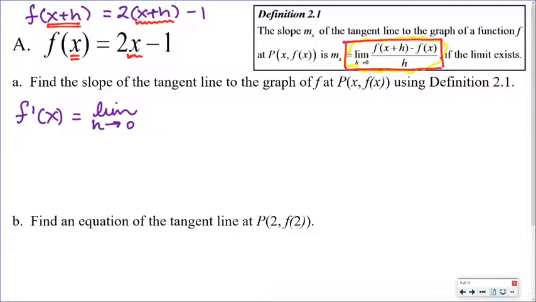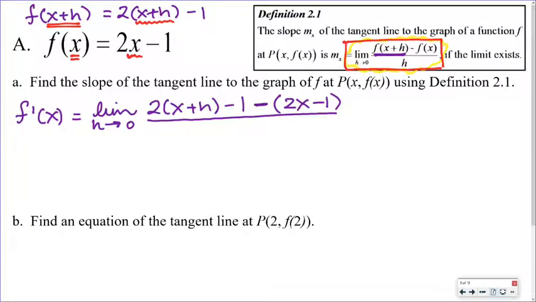So in the numerator, I have f of x plus h, 2x plus h minus 1. That is just this, f of x plus h. Then minus, and you want to be careful here, it's minus f of x, so that's the original function. You want to make sure you distribute that negative sign into the f of x. All of that divided by h.